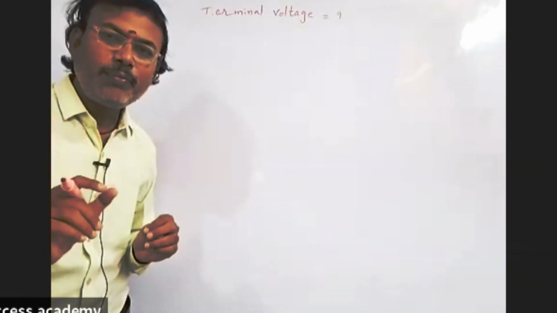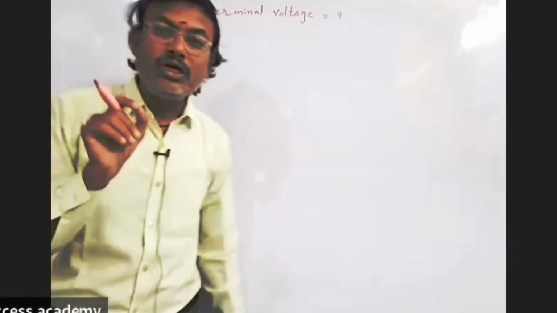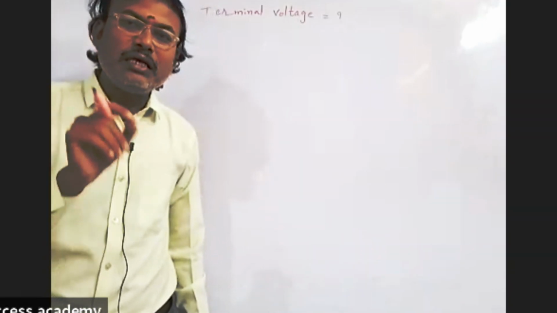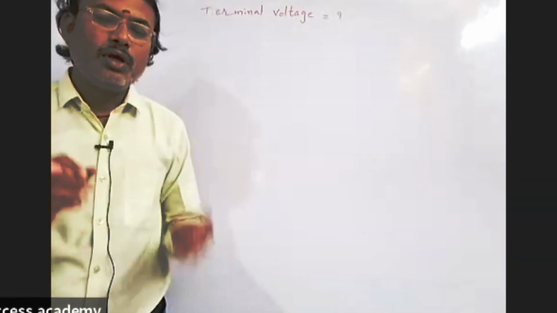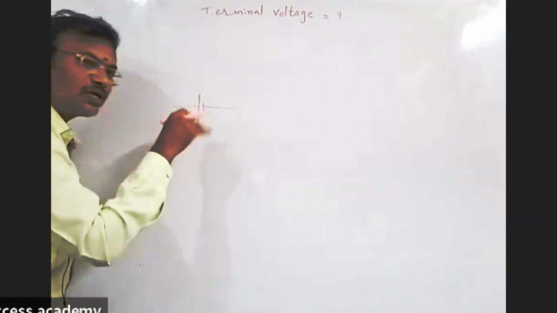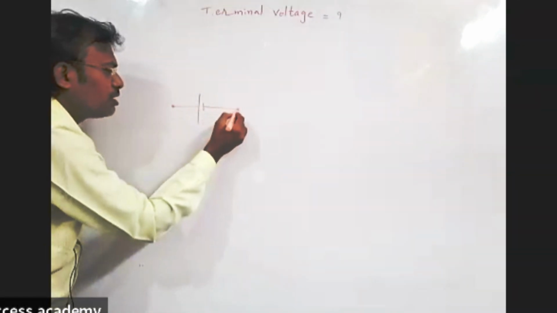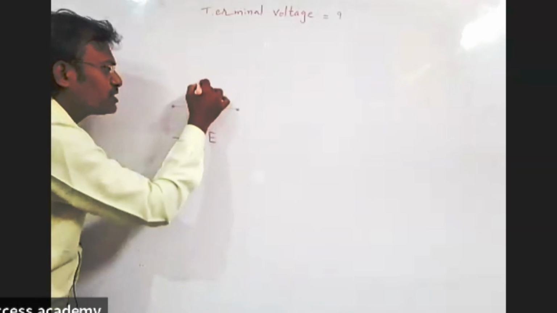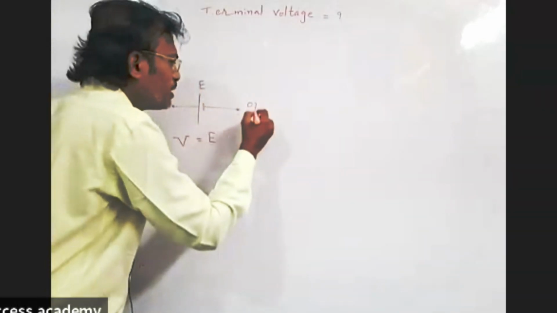Remember one important line: the terminal voltage of the cell, when the cell is in open circuit, is equal to the EMF of the cell. For example, this is the cell. This cell is not connected in the circuit. Then what is the voltage across the cell? The terminal voltage across the cell is equal to the EMF of the cell when the cell is in open circuit.